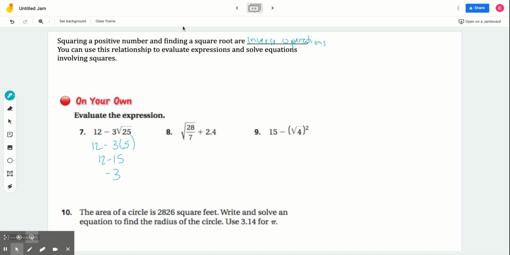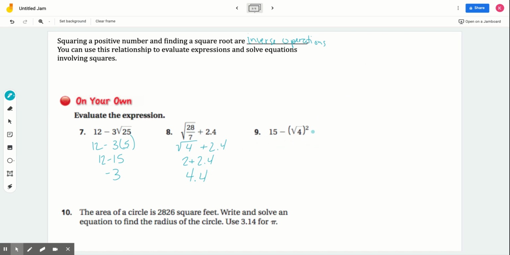Now, some of you are probably thinking, well, she said that we could use the square root of the numerator and the square root of the denominator to help simplify fractions. And we don't know what the square root of 28 is or the square root of 7. But we do know that 28 over 7 can simplify to 4. So this is like the square root of 4 plus 2.4. The square root of 4 is 2, and 2 plus 2.4 is 4.4. Now remember to line up your decimals when you add and subtract.